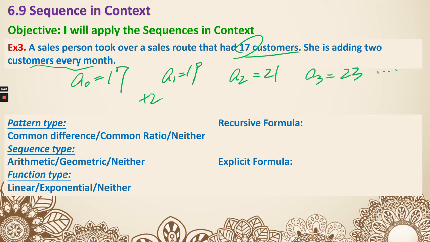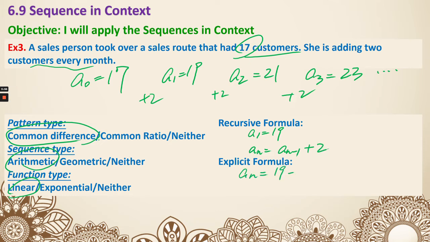So in this case, you can see we're adding 2 in between. That means our common difference is 2. Sequence type, arithmetic, and function is linear. Our a sub 1 is 19, and a sub n equals a sub n minus 1 plus 2. Explicit formula, a sub n equals 19 plus n minus 1 times 2, which is 19 plus 2n minus 2. And that is going to be simplified as 2n plus 17.